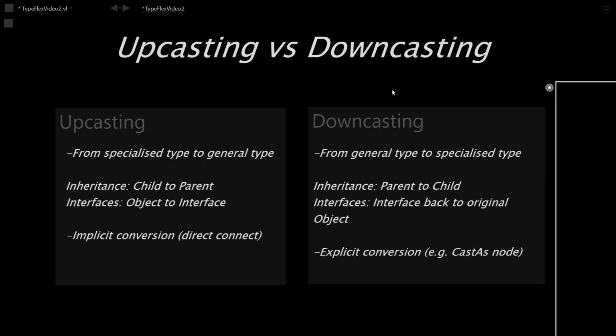downcasting, we go from general type to specialized type, and that's parent to child with inheritance, or with interfaces, that's when you're going from the interface back to the original object, which you rarely do, but there can be cases. This has to be an explicit conversion, e.g. using a CastAs node. And the reason is because in downcasting, there's the potential for more errors. So the compiler really wants you to confirm that you know what you're doing with some explicit casting.